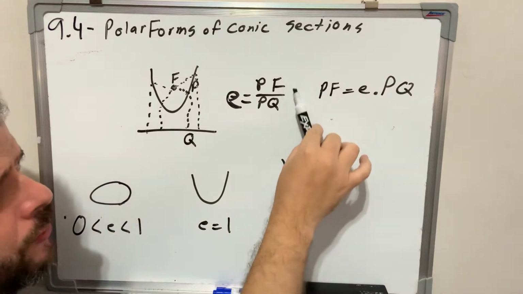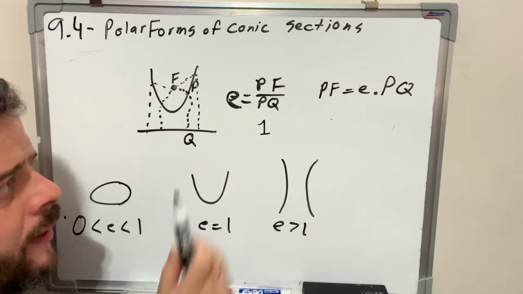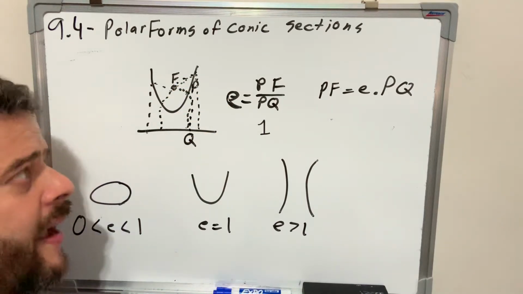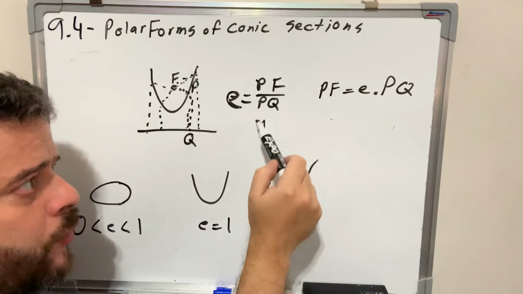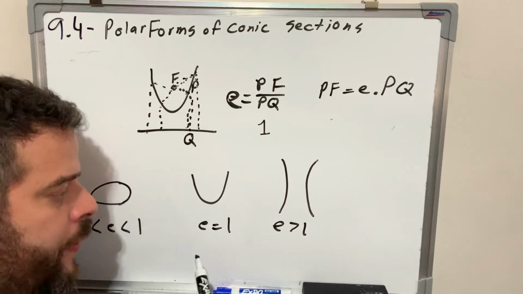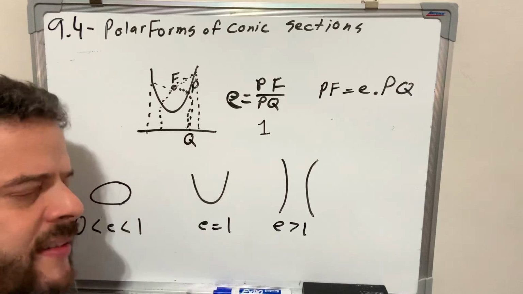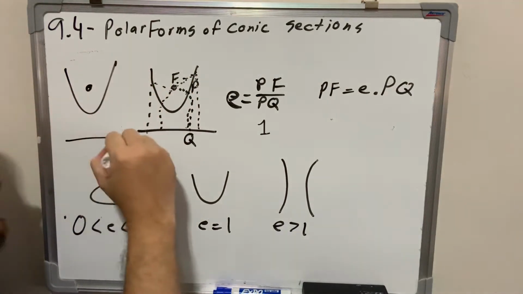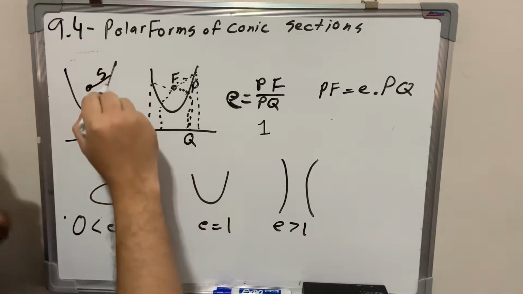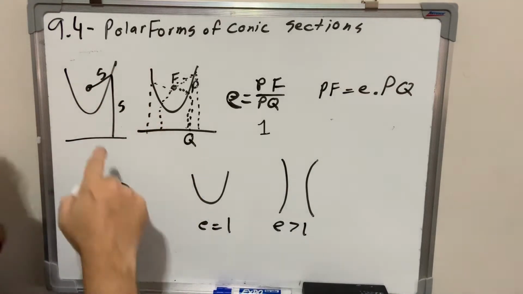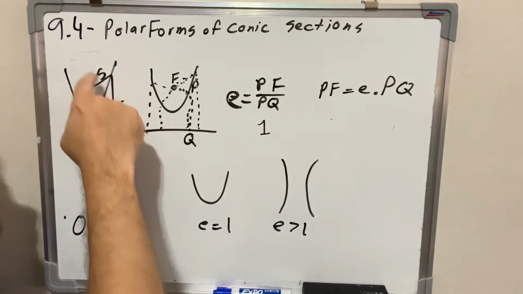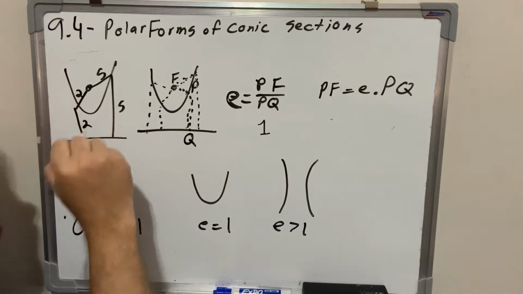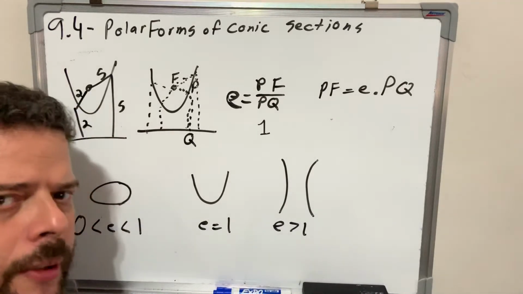If that ratio gives you the number 1, that means that this line is identical to this line. And when those two lines are identical and you end up with 1, you're looking at a parabola. When E equals 1, it's a parabola. So if you have a parabola, and this distance is 5, this distance is 5, even though it's not drawn to scale, since these two distances are identical, you're looking at a parabola. Okay?